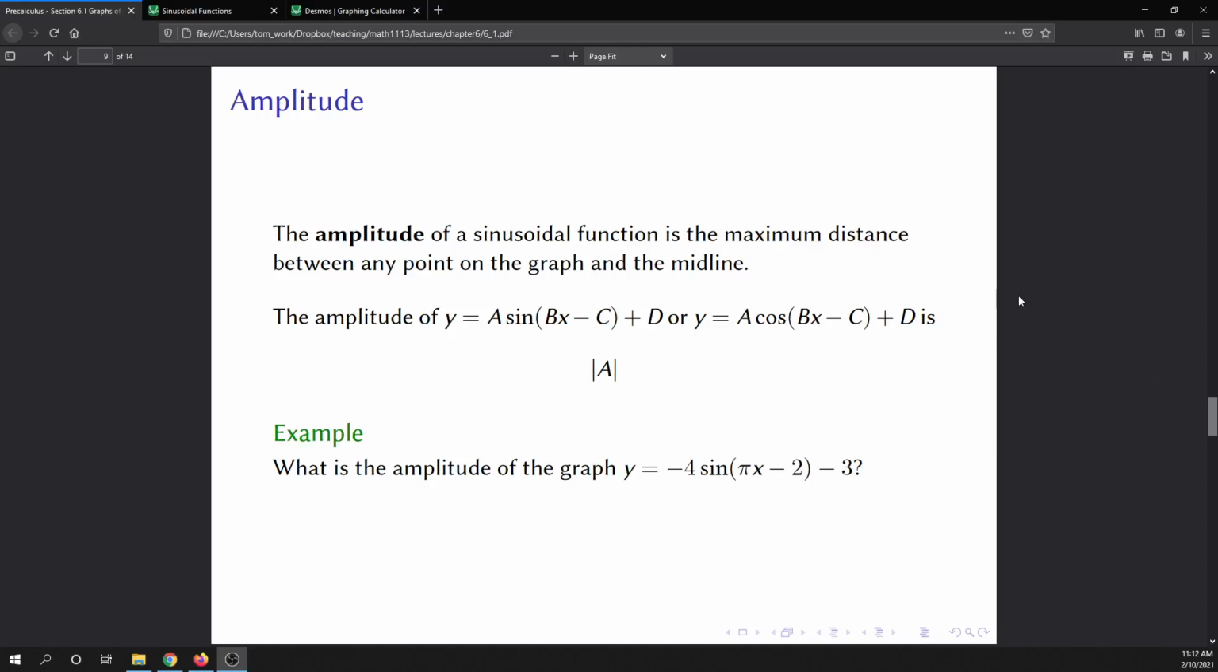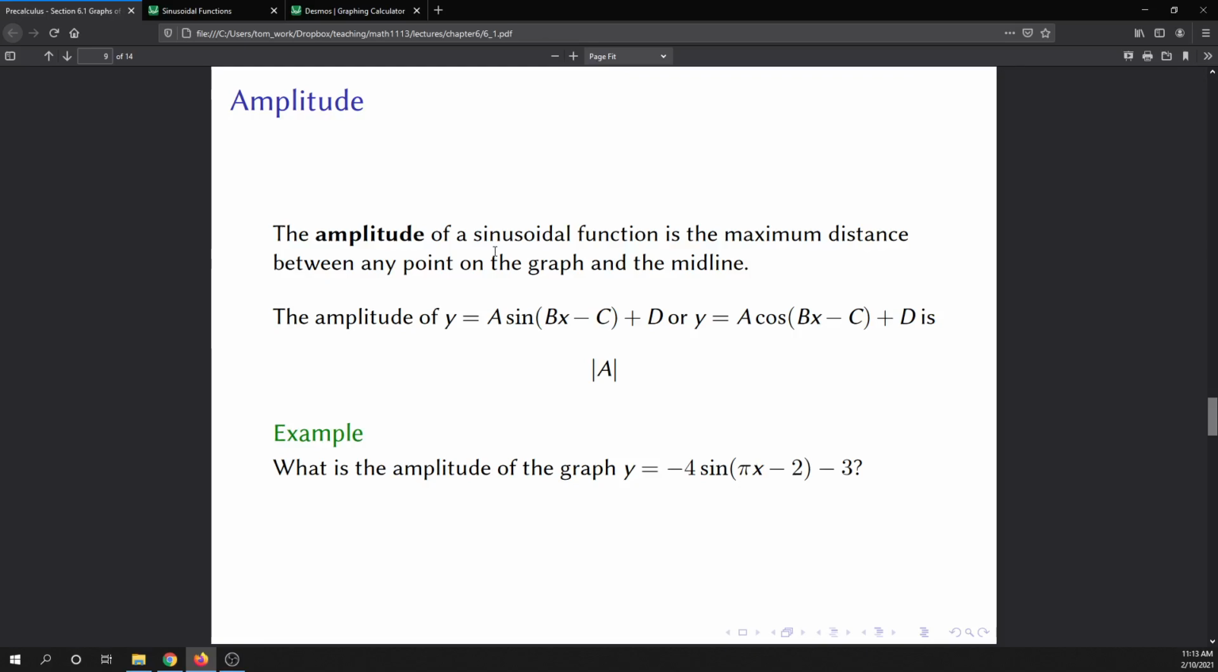All right, in this video we are going to talk about the amplitude of a sinusoidal function. The amplitude of a sinusoidal function is the maximum distance between any point on the graph and the midline. So it's the distance between the midline and any point on the graph that's farthest away from the midline.